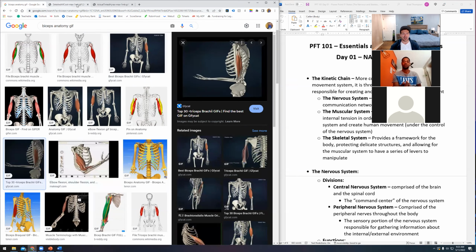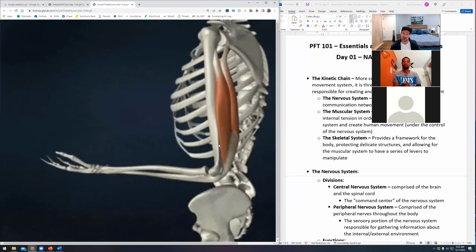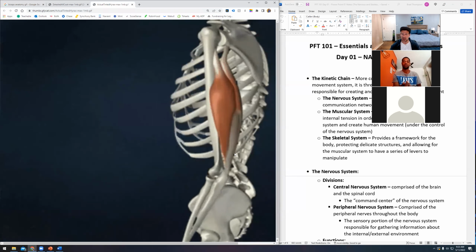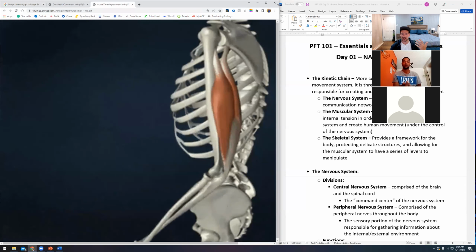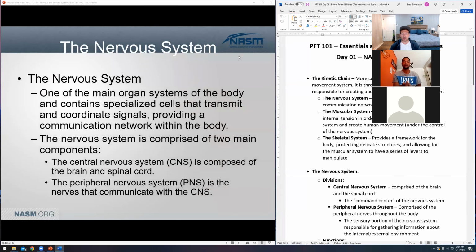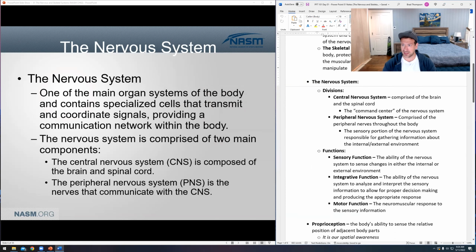So there you can see its antagonist. Actually, there's the triceps on the other side. When the arm extends, that muscle contracts and it pulls it back to straight. So that's what's manipulating us around, right? That's what's causing us to move. It is all under the control of our nervous system, but these muscular organs are very cool because they create their own internal tension. And that's actually what drags the skeletal system, which is your framework, around. So that's there to protect delicate structures and allow your muscular system to have something to manipulate.